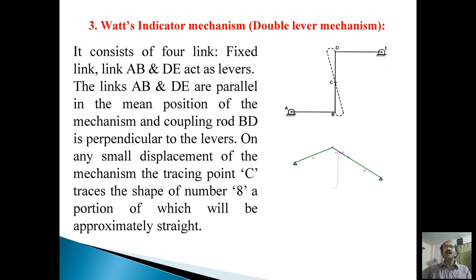Then number 3, Watt's indicator mechanism, which is also called the double lever mechanism. It consists of 4 links. The fixed link, and links AB and DE act as levers. The links AB and DE are parallel in the mean position of the mechanism, and the coupling rod BD is perpendicular to the levers. On any small displacement of the mechanism, the tracing point C traces the shape of number 8, a portion of which will be approximately straight.